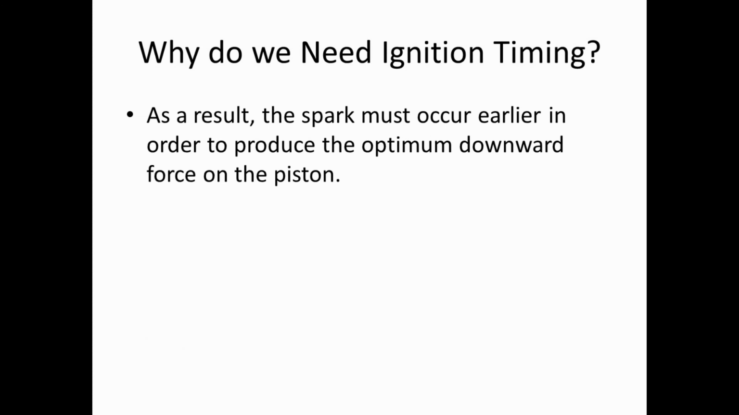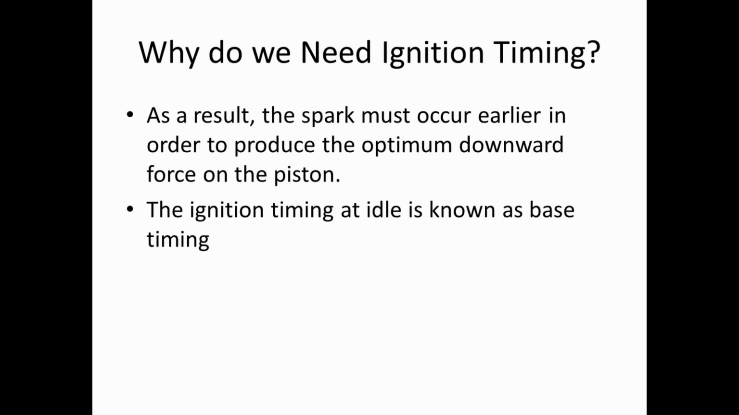So as a result, the spark must occur earlier in order to produce the optimum downward force on the piston as the engine RPM increases, because again, we're spending less time at top dead center, so there's less time for that combustion to occur. So your ignition timing at idle is called base timing. A lot of distributor ignition systems, when you set timing using a timing light, that's known as base timing.